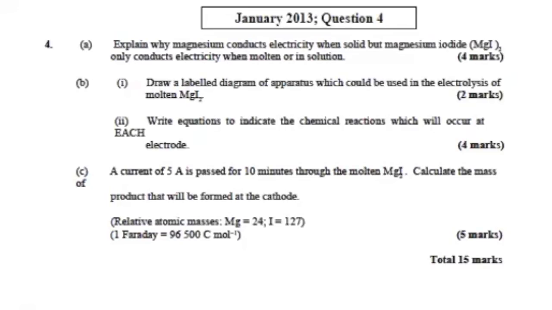Part A, explain why magnesium conducts electricity when solid, but magnesium iodide, that should be MgI2, only conducts electricity when molten or in solution. So first things first, magnesium is a metal which has cations embedded in a sea of mobile electrons.